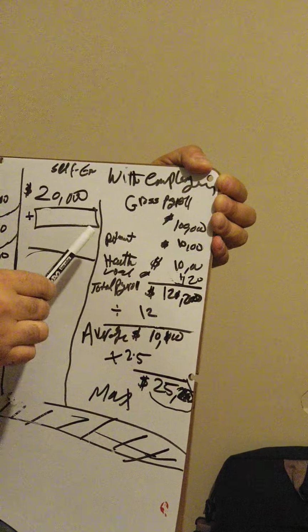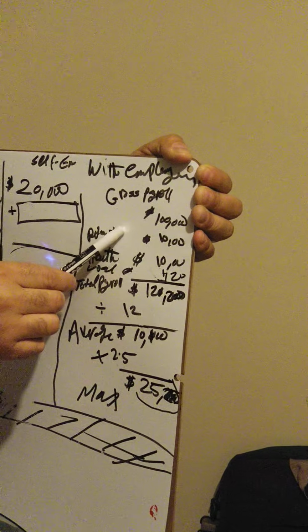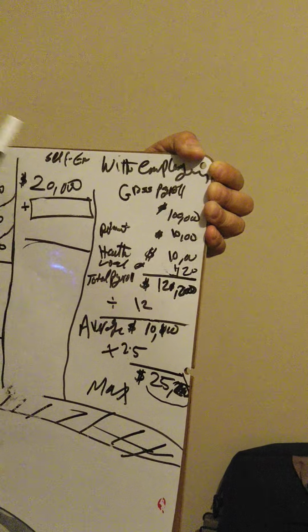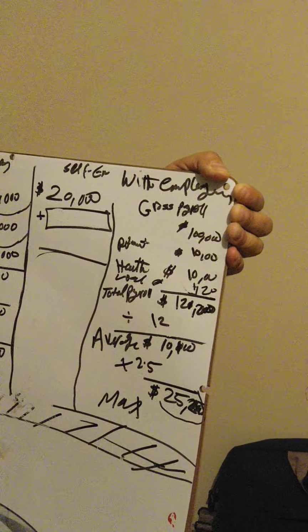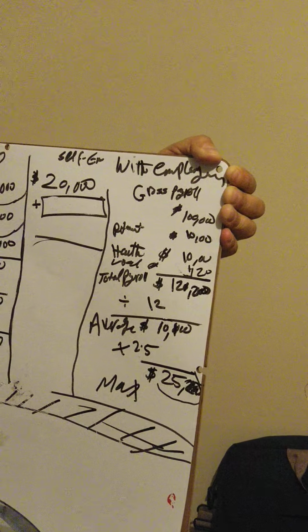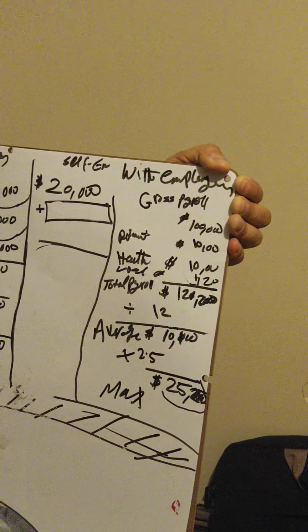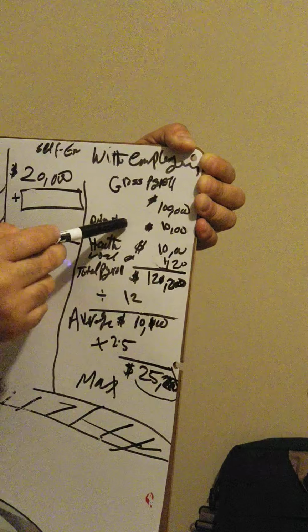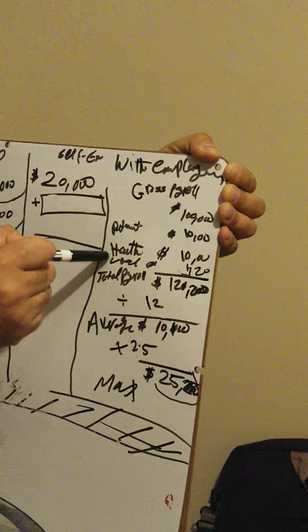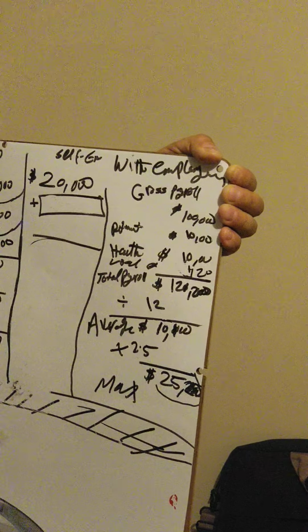Then you will take the retirement portion that you paid for your employees. Any retirement plan that you have with them, a 401(k) or an IRA, whatever you have, you take the portion you pay for them. And then your health insurance, same thing. Whatever plan you have with your employees, you add it here.